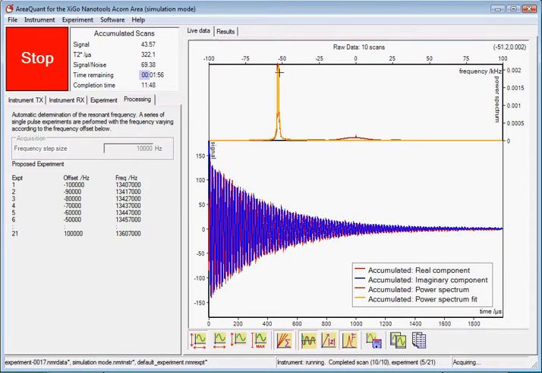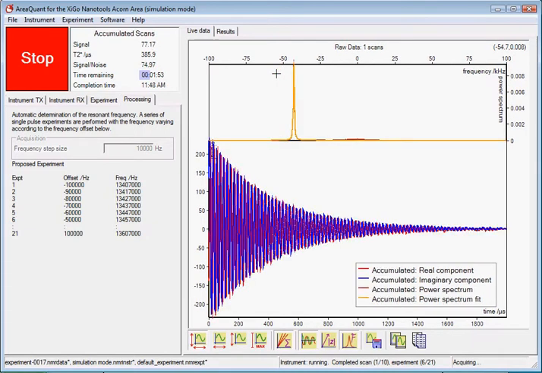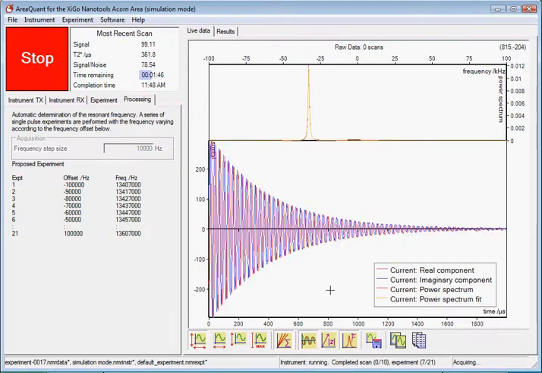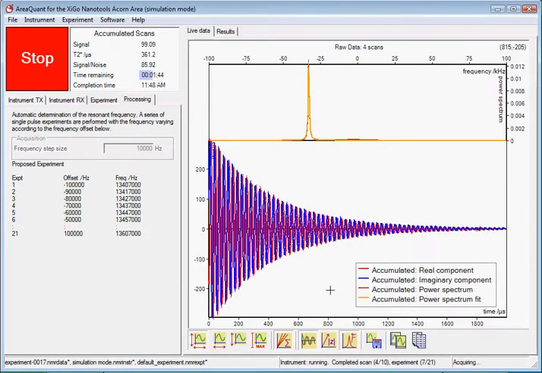One is the magnitude of the decay will increase, and the second is the period of the oscillations will decrease. Now you see we're at about 54 kilohertz off of resonance, and as we move closer, the peak in the Fourier transform gets closer to the actual resonant frequency, and the number of cycles decreases.